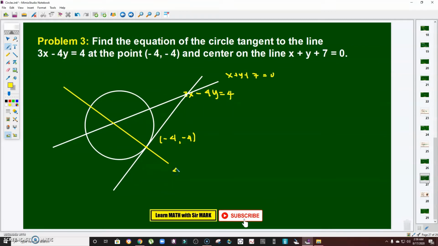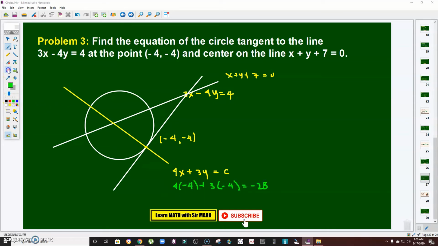So this one will become 4x plus 3y equals c. Tama? Paano ko ba kukunin yung c? So since the point of tangency is also on the normal line, all you have to do is plug in negative 4, both kay x and y. So that is 4 times negative 4 plus 3 times negative 4. So that will be negative 16 minus 12, which is negative 28.